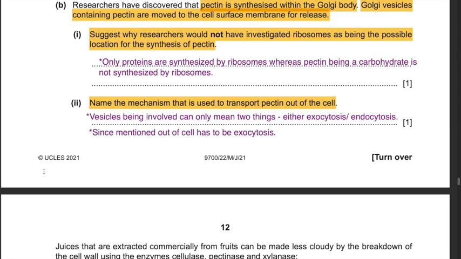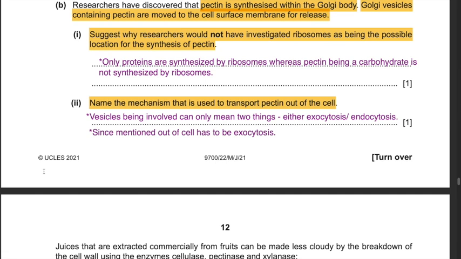Part B. Researchers have discovered that pectin is synthesized within the Golgi body. Golgi vesicles containing pectin are moved to the cell surface membrane for release. Part 1 suggests why researchers would not have investigated ribosomes as being the possible location for the synthesis of pectin. Pectin is a carbohydrate, it is not a protein, and only proteins are synthesized by ribosomes, whereas pectin, being a carbohydrate, is not synthesized by ribosomes. Thus, the researchers would not have investigated ribosomes being the possible location for the synthesis of pectin, because again, pectin is not a protein.